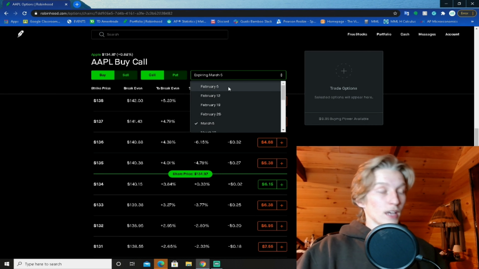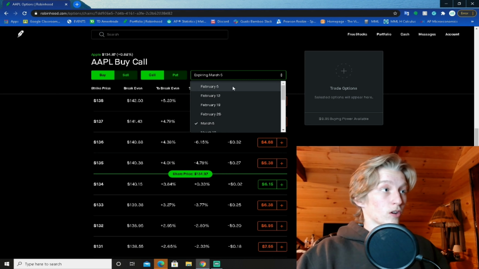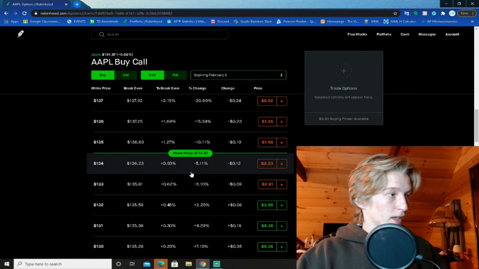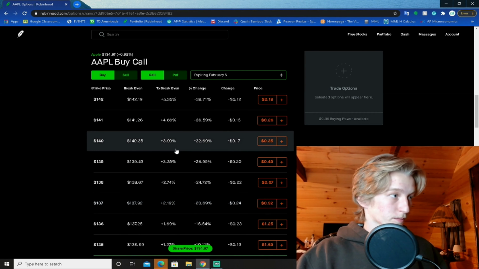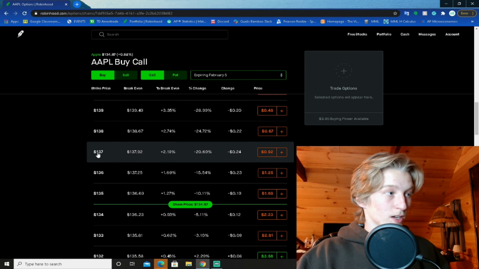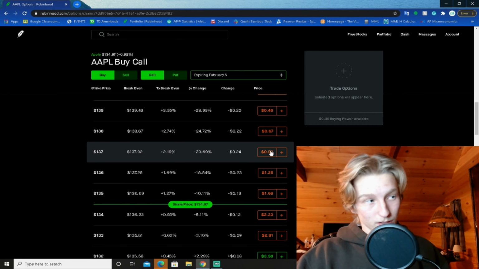And then as you go closer, it's cheaper because there's a less likelihood that your option will be thrown into the money. So I'm just going to click this. This expires in about 2-3 days. The likelihood that Apple will close in a couple days at $137 is a lot less likely. Hence, you only pay $92 for this option.